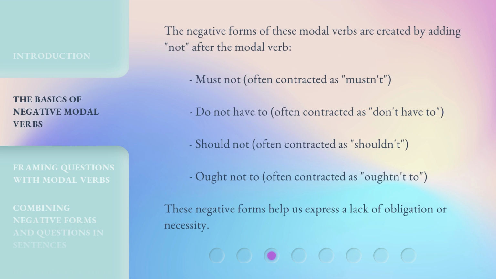The negative forms of these modal verbs are created by adding not after the modal verb. Must not, often contracted as mustn't. Do not have to, often contracted as don't have to. Should not, often contracted as shouldn't. Ought not to, often contracted as oughtn't to. These negative forms help us express a lack of obligation or necessity.